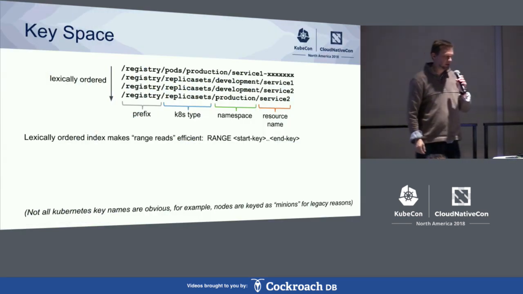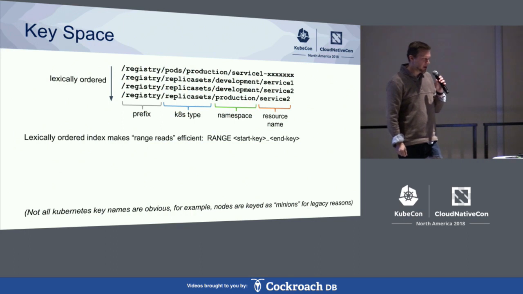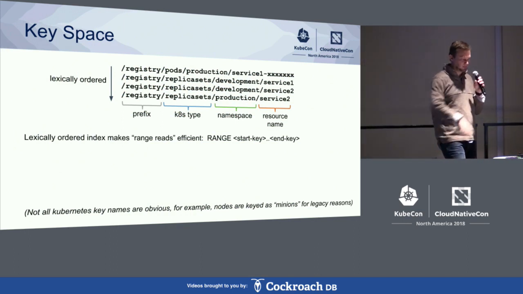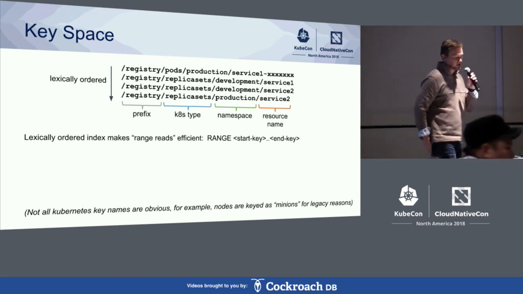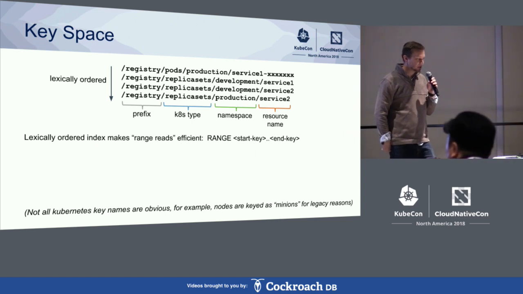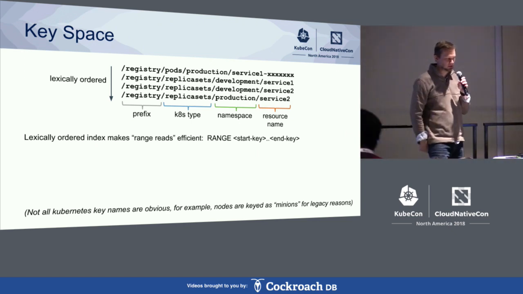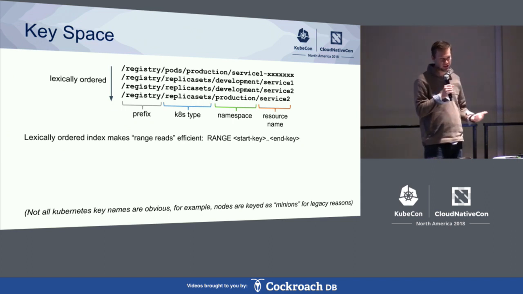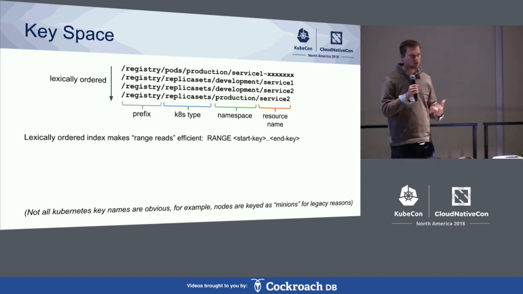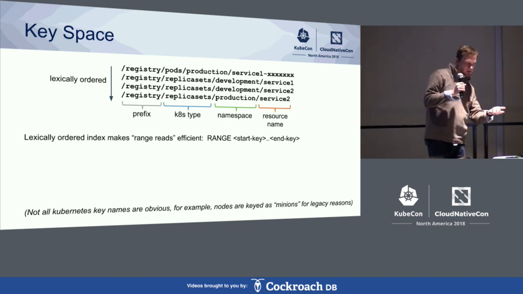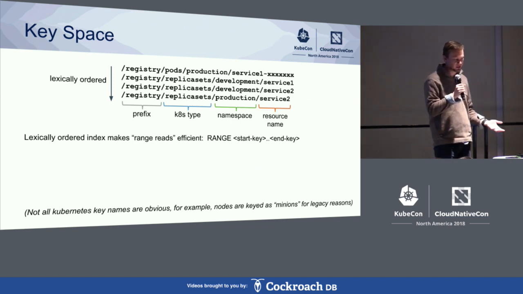This is a sampling of a key space. This is from Kubernetes. And the key space is organized hierarchically. You can see that the first prefix you can kind of ignore, but the second directory is the Kubernetes types, followed by the namespaces and the resource names. And Kubernetes chose this because etcd provides an index over the key space which is lexically ordered. And that allows you to do what's called a range read, which can get you basically anything that has the same common prefix, or in this example, anything that's in the same subdirectory.